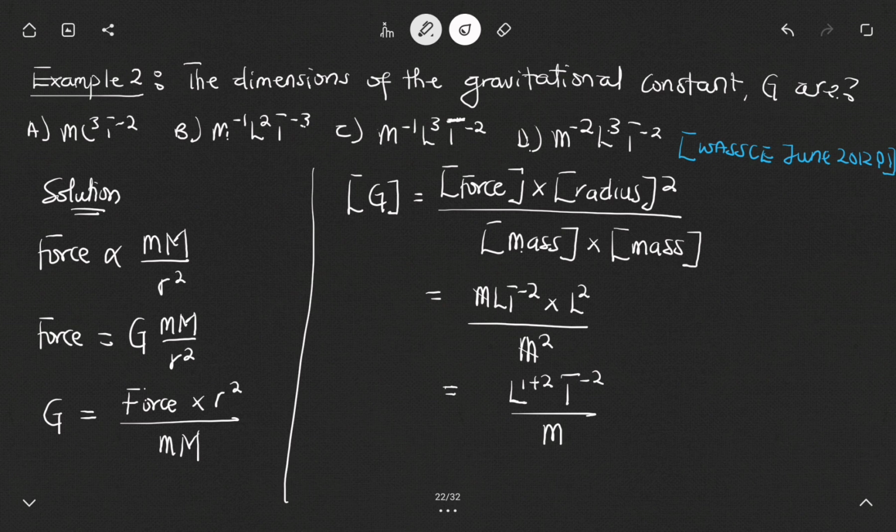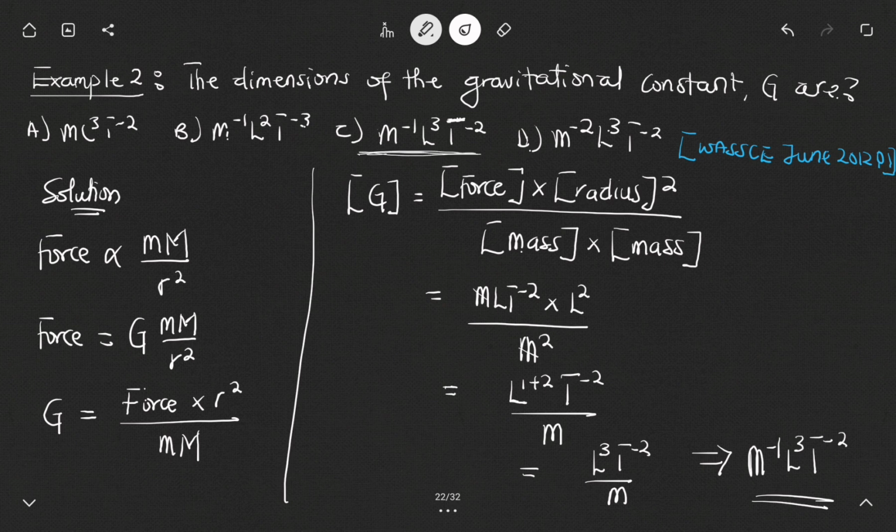So if you look at it, the top here will have L cubed T minus 2 over M, and this is equal to, if we bring M to the top, it will become M minus 1, L raised to the power 3, T raised to the power minus 2. This becomes the dimension for the gravitational constant. And if we look through our answers, we can see that option C gives us that answer, and so option C is the correct answer for this particular problem.